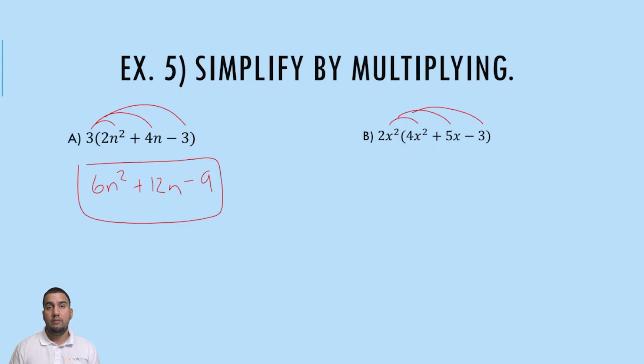What happens when you multiply two variables? What happens to the exponents? You add them. When you multiply two bases that have exponents, you add the exponents. So what does that mean?